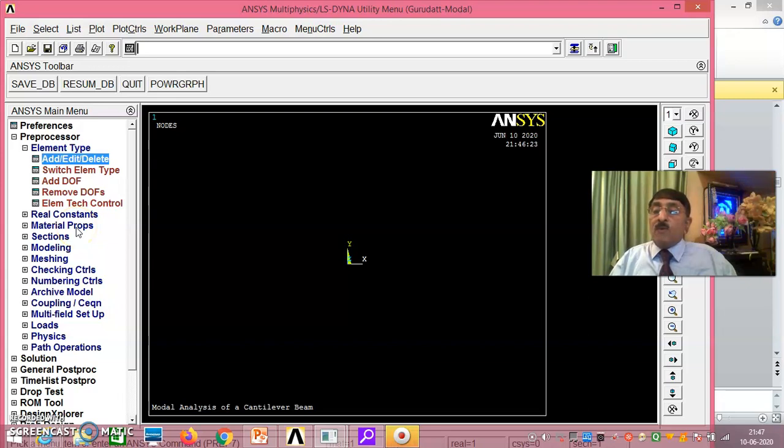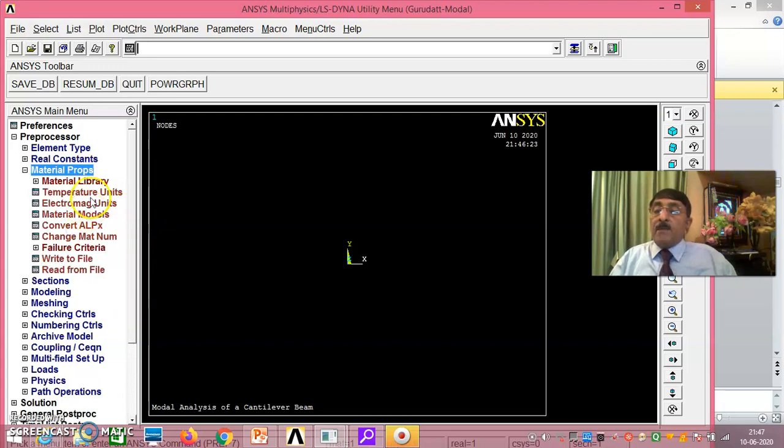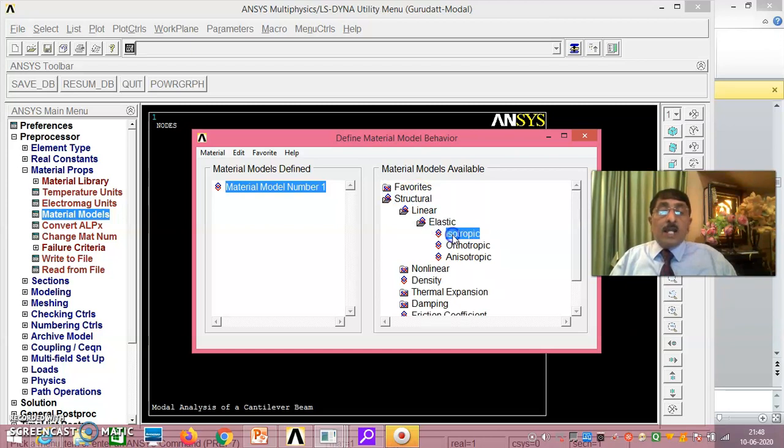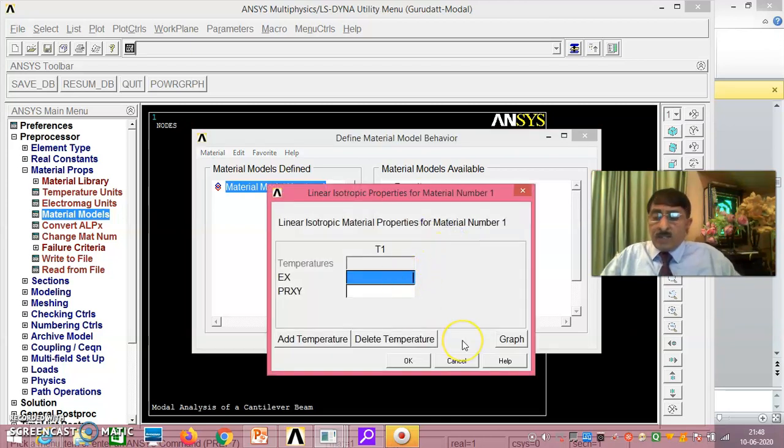Then you go for material properties, material models. Structural, linear, elastic, isotropic you take. See here, whatever they are given, 2.068 E11 is the Young's modulus. I am doing it in Newton per meter square.